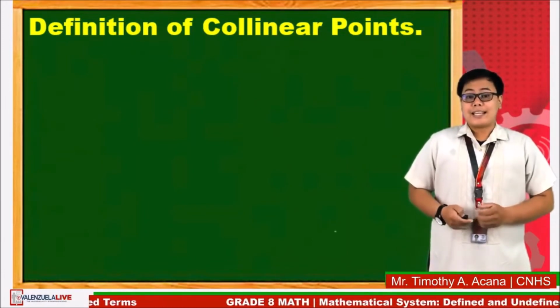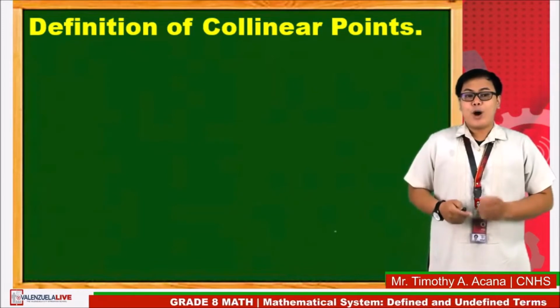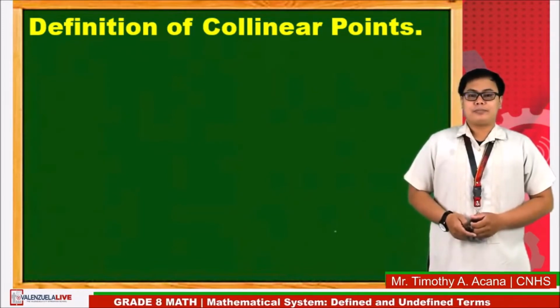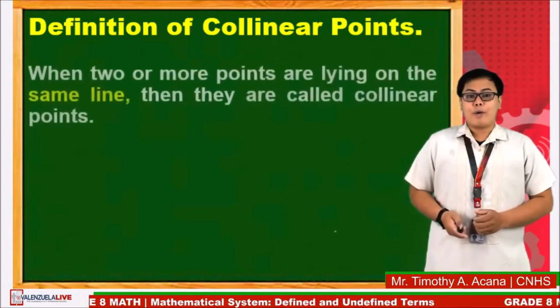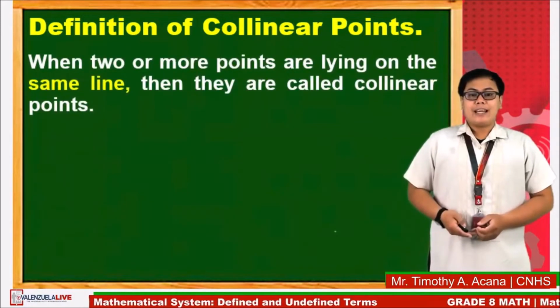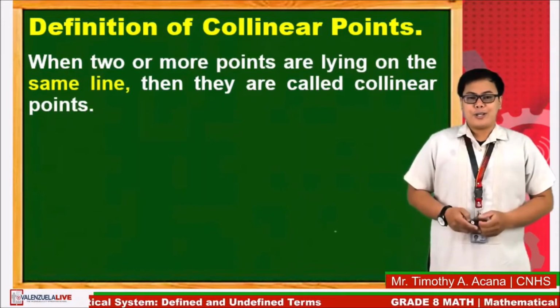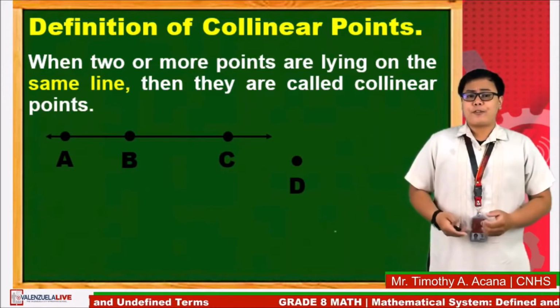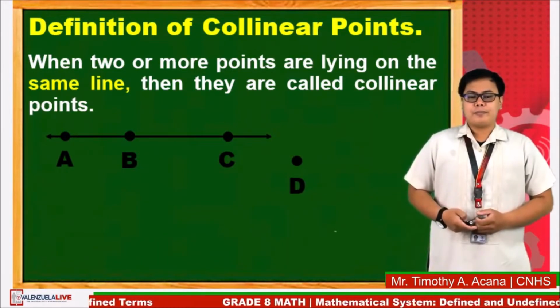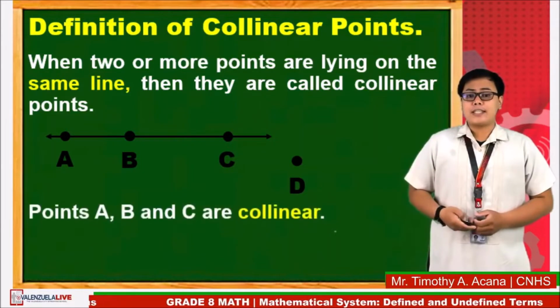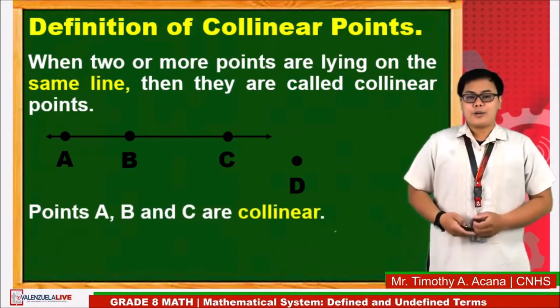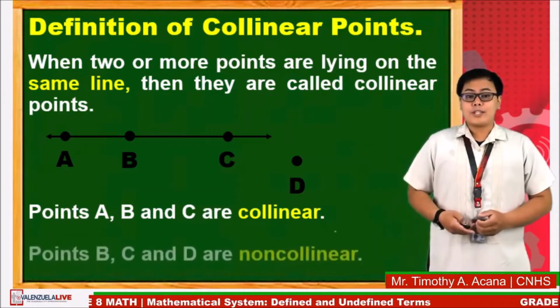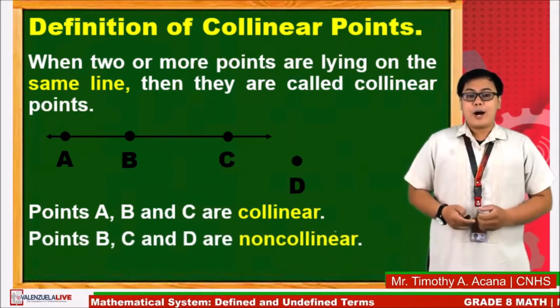First, let us have the definition of collinear points. When 2 or more points are lying on the same line, then they are called collinear points. Example, let us refer to the given figure. Points A, B, C are collinear, while points B, C, and D are non-collinear.